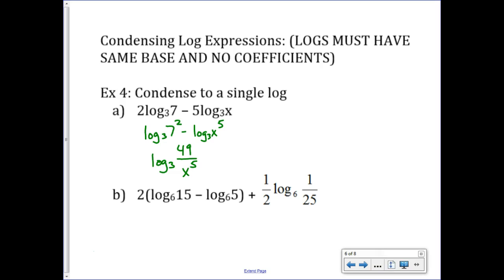The biggest mistake I see is that a lot of students will try to leave multiple log base 3's in there. You're condensing back to just one.